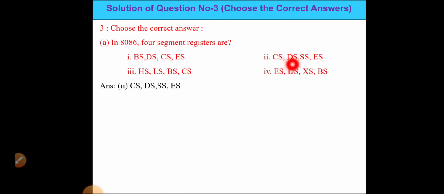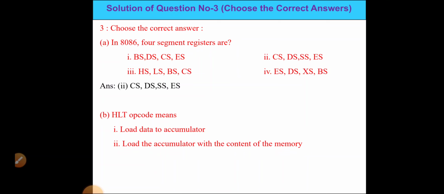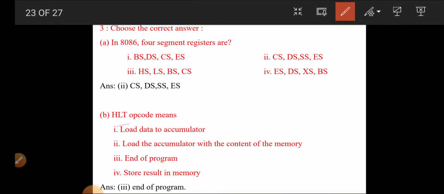These are the question number 2 options: load data to accumulator, load the accumulator with the content of the memory, end of program, store results in the memory. HLT opcode means, we know halt means it's the end of the program.